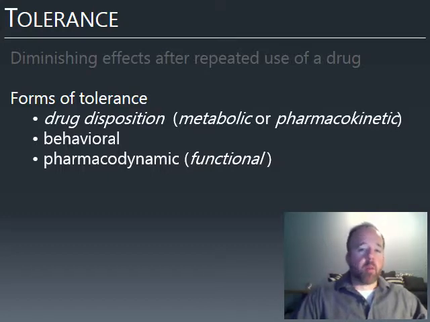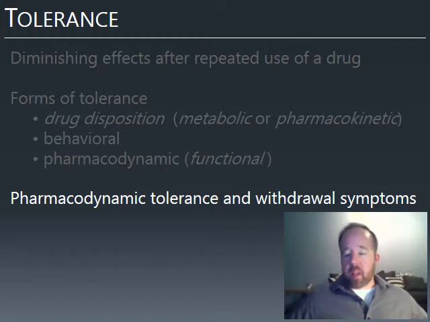But those are the three main forms of tolerance: drug disposition tolerance, where the body breaks the substance down; behavioral, where the change in behavior is anticipated; and pharmacodynamic, where the chemistry of the neurons changes to where they're less sensitive to the drug.